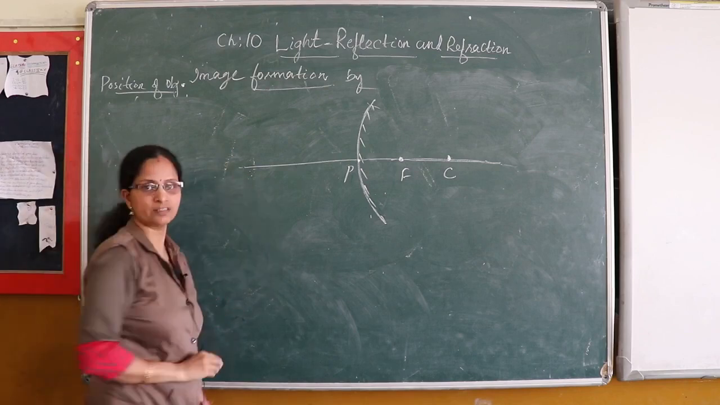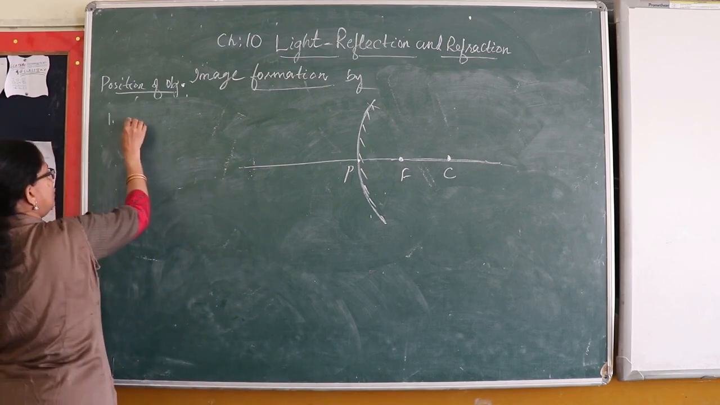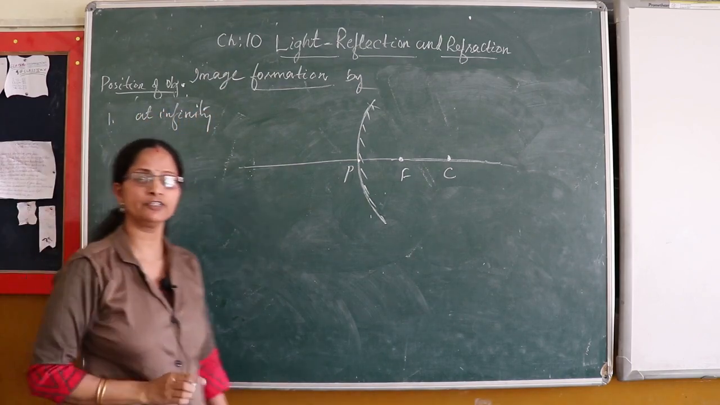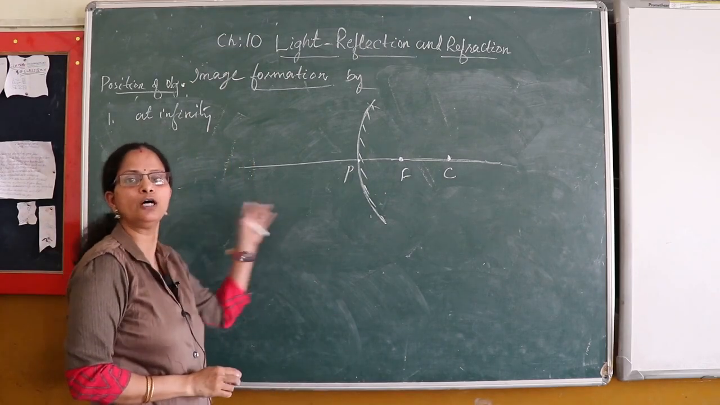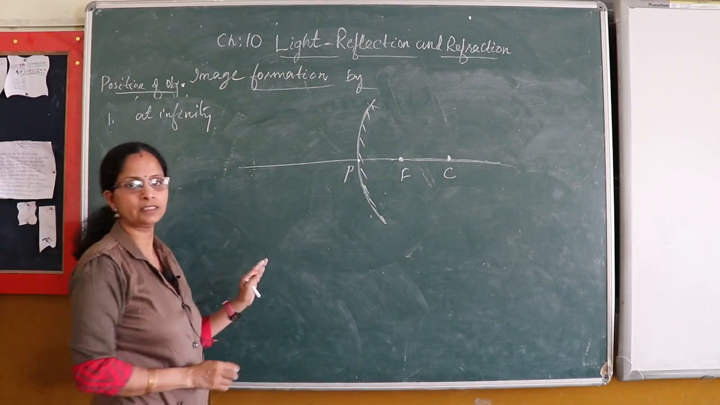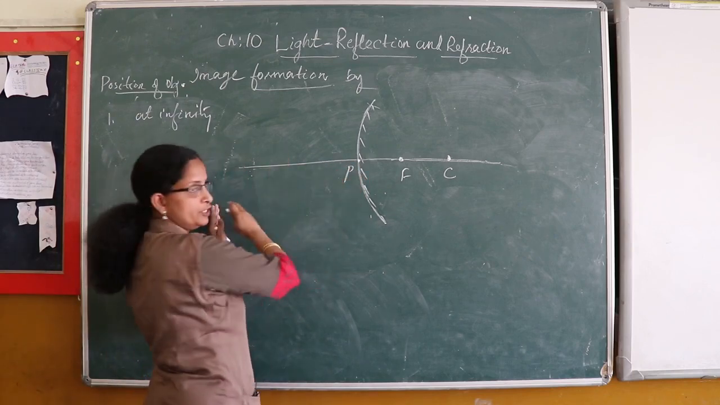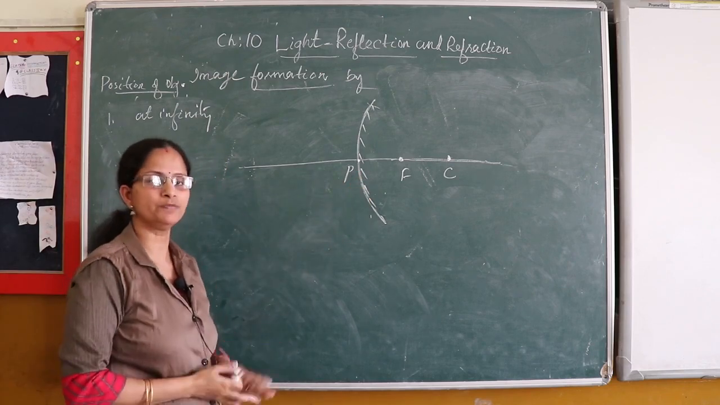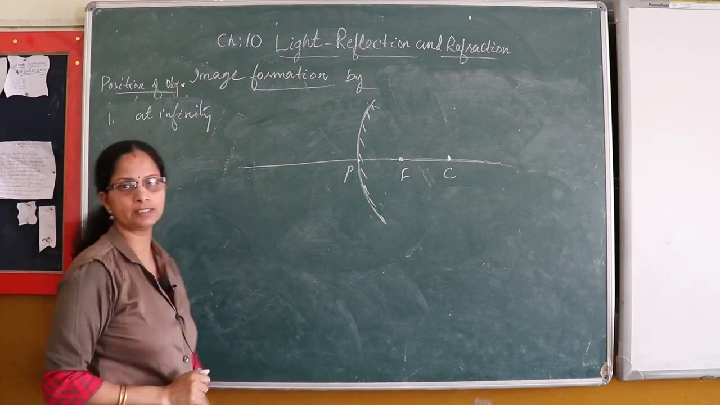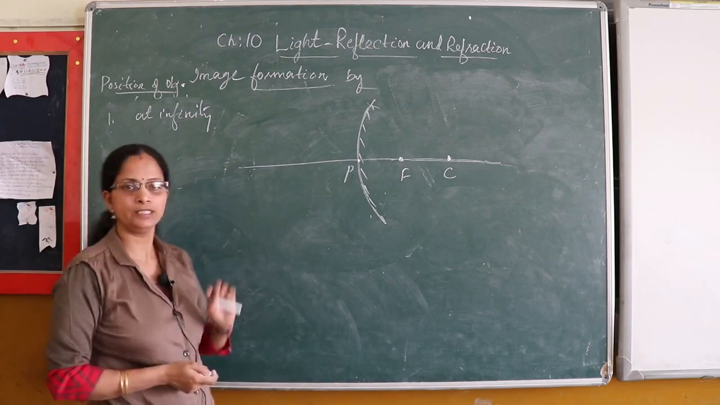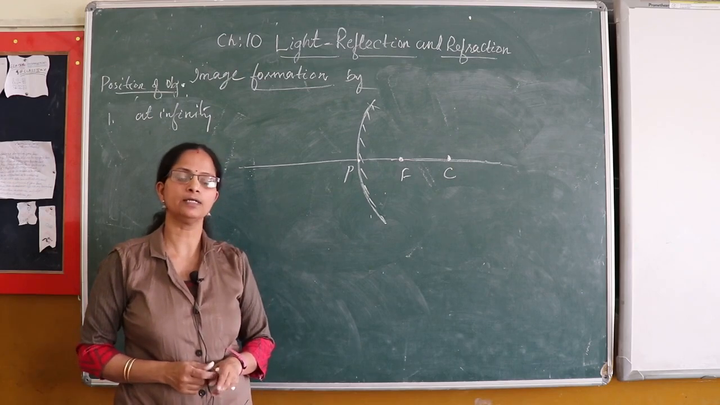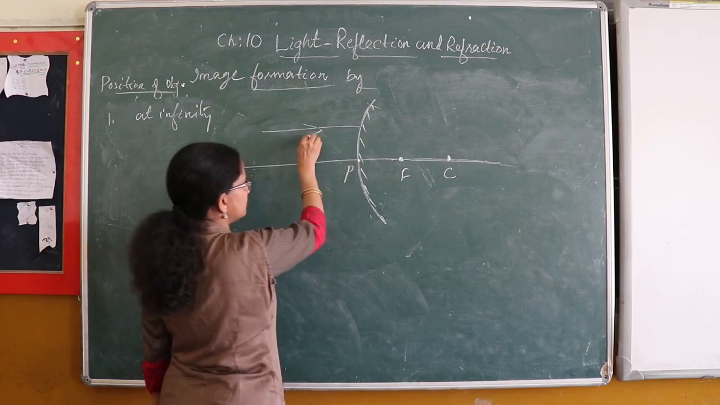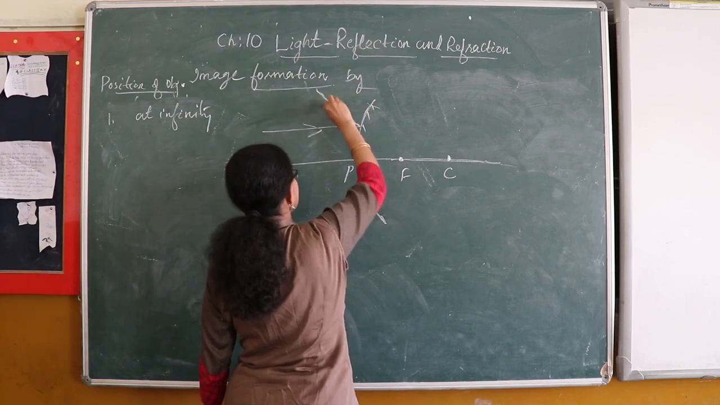Now in case of a convex mirror, the first situation is when the object is at infinity. So there are two situations. The first situation is when the object is at infinity, how it forms the image, and the second case is that the object is between P and infinity, between the mirror and infinity, anywhere in between, whenever the object is there, it forms a similar type of image. So in the first case, the object is at infinity. As we told, when the object is at infinity, we usually consider the rays coming as parallel rays. So a parallel beam of rays strikes this convex mirror, and after reflection it diverges.